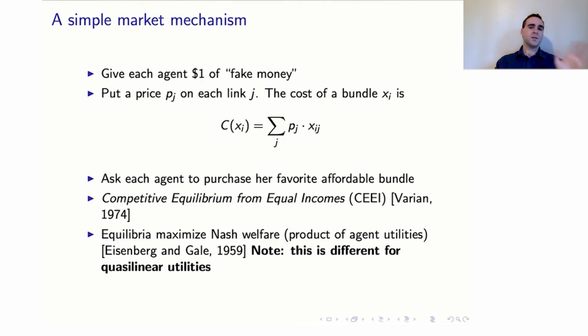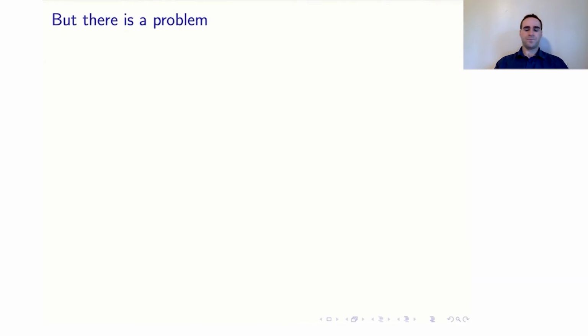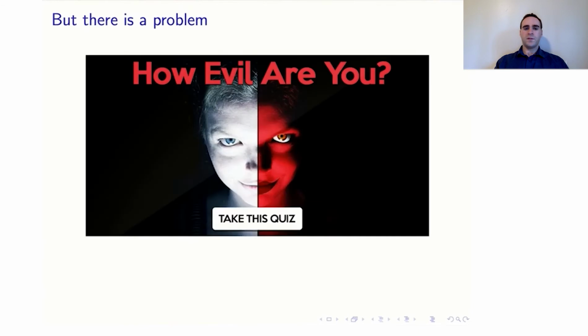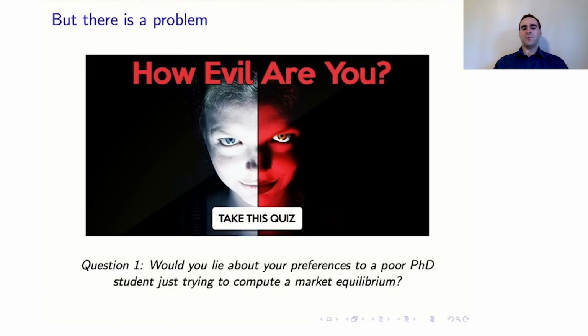Okay, so for our purposes, equilibria maximize Nash welfare. There's a problem with this, though. How evil are you? Would you lie about your preferences to a poor PhD student just trying to compute a market equilibrium? And essentially, what I'm saying here is that agents might have an incentive to lie about their preferences. And if we're just trying to compute a market equilibrium, we can't necessarily count on them to actually tell us their true preferences.